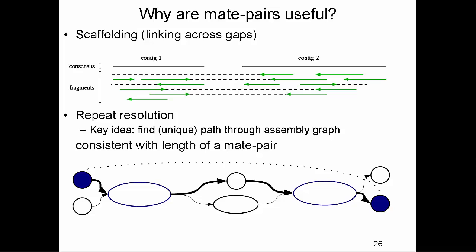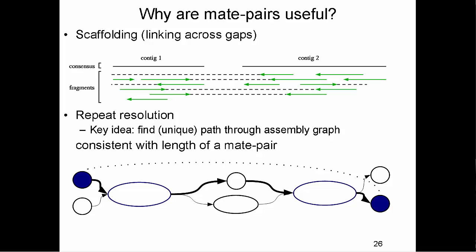Specifically, the approximately known distance separating the ends of a mate pair can help constrain the possible traversals of the assembly graph. In the figure on the screen, you see a small part of an assembly graph where two repeats, the blue ovals, confuse the reconstruction. Assume that a mate pair connects the filled nodes and that we know the approximate size of this mate pair.